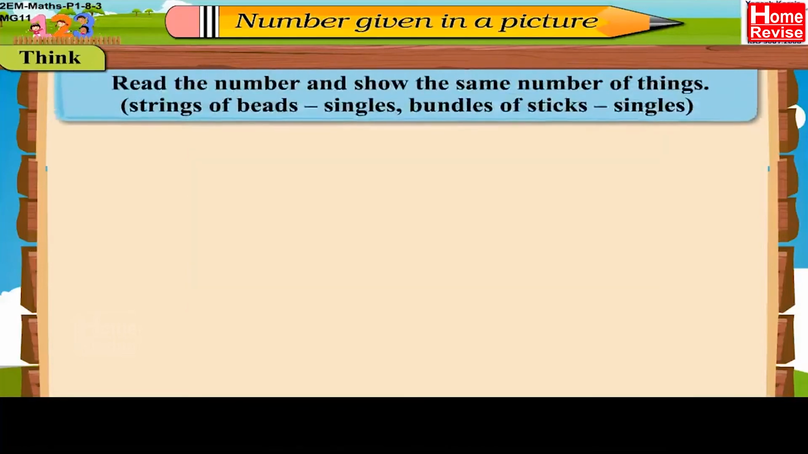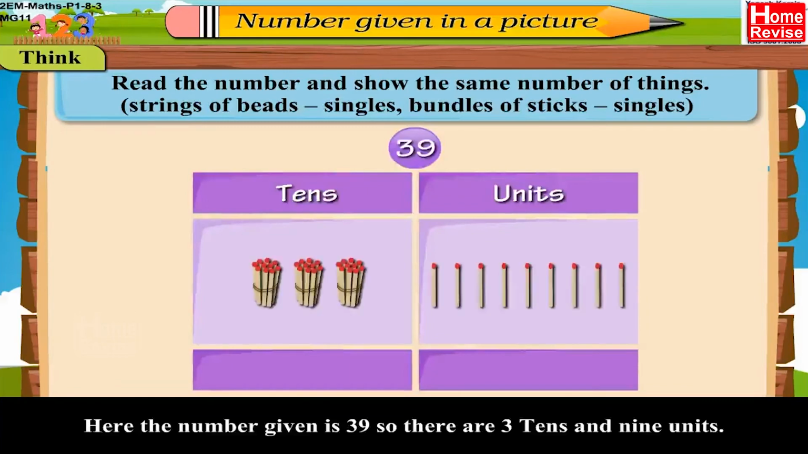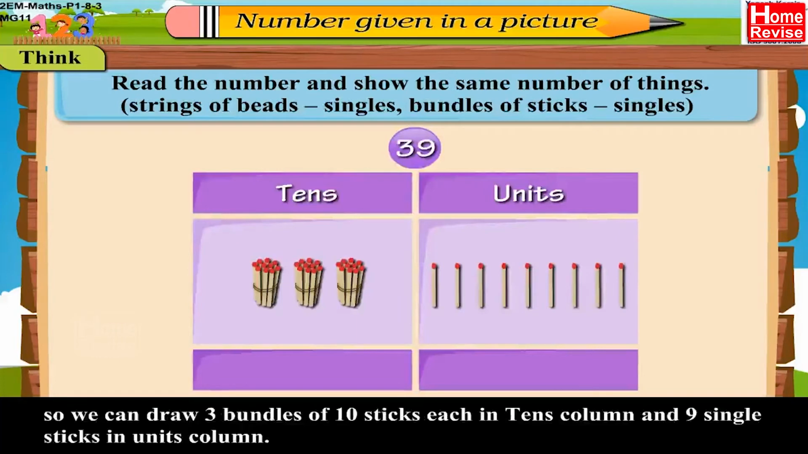Read the number and show the same number of things. Strings of beads, singles, bundles of sticks, singles. Here the number given is 39, so there are 3 tens and 9 units. So we can draw 3 bundles of 10 sticks each in the tens column and 9 single sticks in the units column.